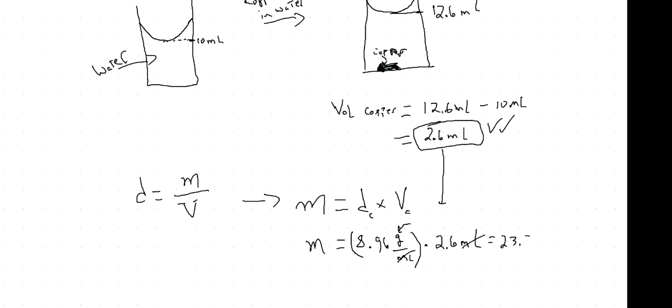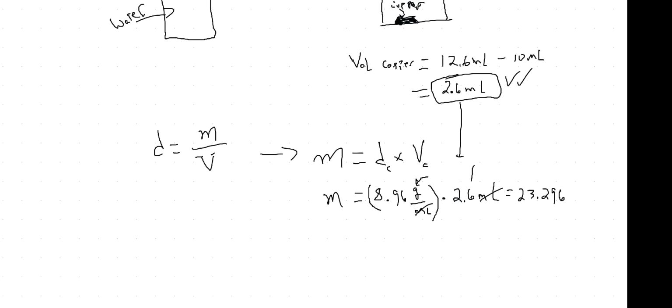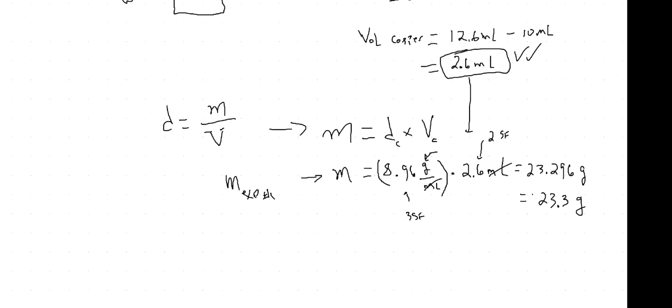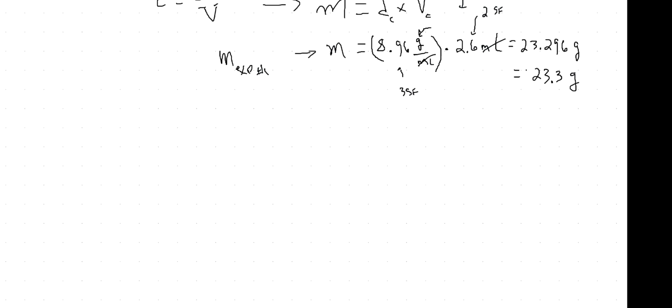Now remember, this is 2 significant figures, and this is 3 significant figures. So my answer must only be to 2 significant figures. If I round this to 2 significant figures, it would be 23 grams. And in the lab write-up, this is called M experimental number 1. So this is the way we got the mass, using the density and then getting the volume with the water.